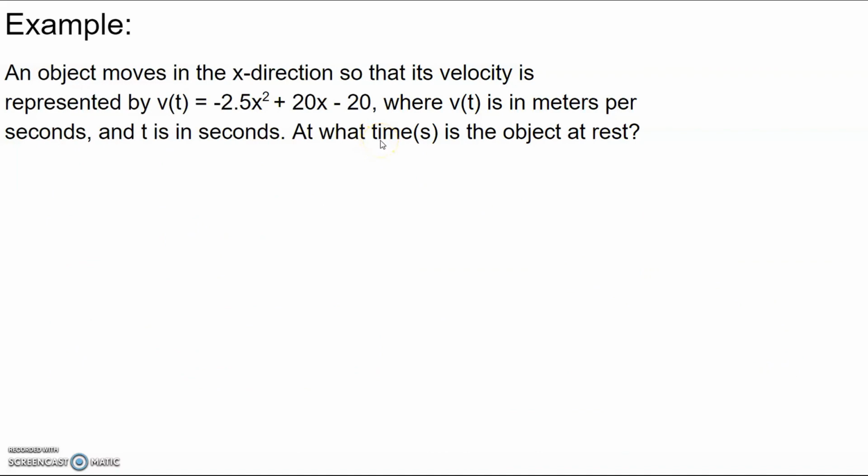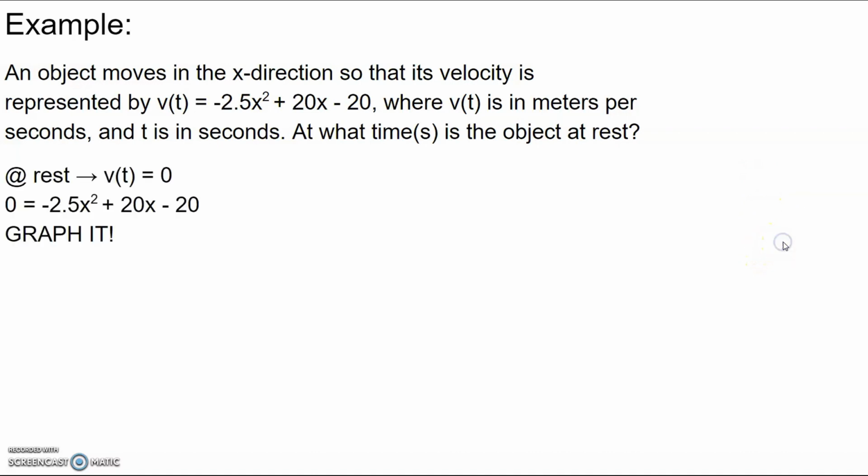So essentially an object moves so that its velocity is represented by that function. And we want to find when is it at rest. So if we want to find if something's at rest, you want to set its velocity function equal to 0.